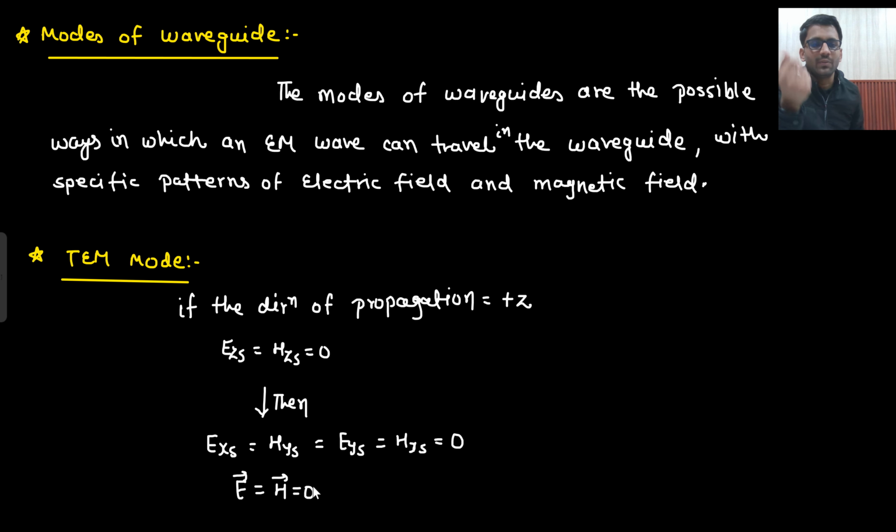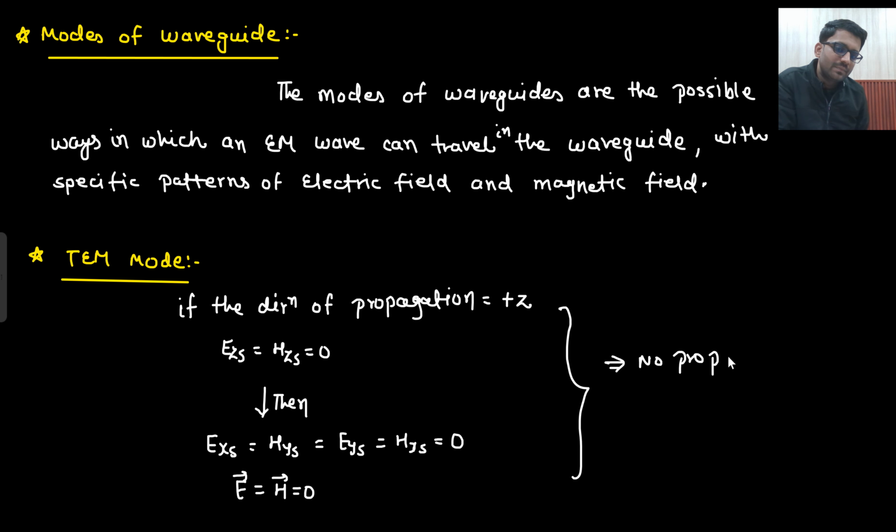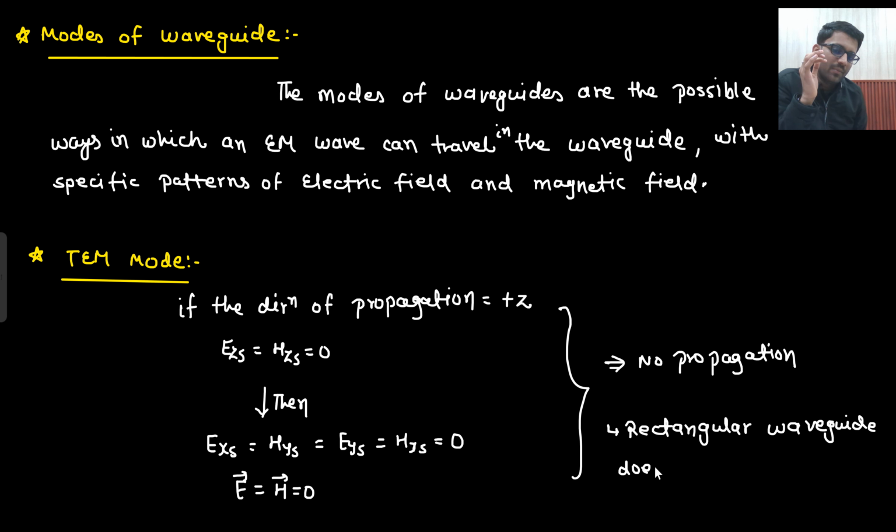So there is no electric field, no magnetic field. So how will there be an EM wave? There is no propagation. So this is the condition of no propagation. So inside the waveguide, TEM modes are not possible. In which case? In case of a rectangular waveguide. So I am writing that the rectangular waveguide does not support TEM mode. Are you able to understand this point? Inside the waveguide, your EM wave can never be a transverse electromagnetic wave. It could be something else.